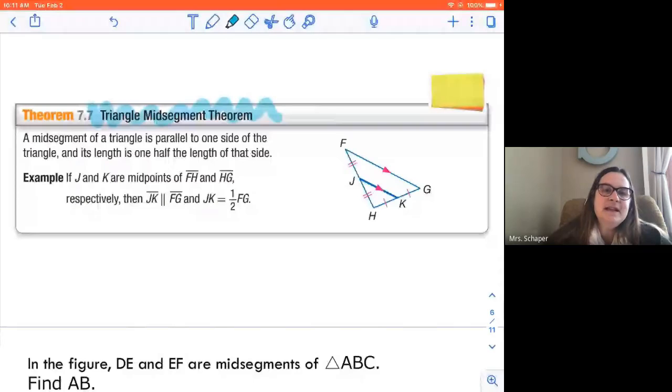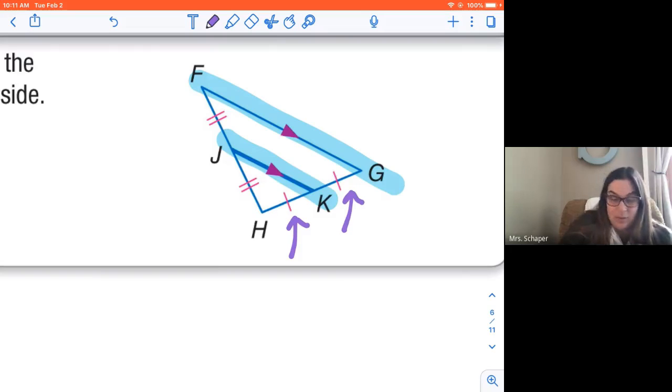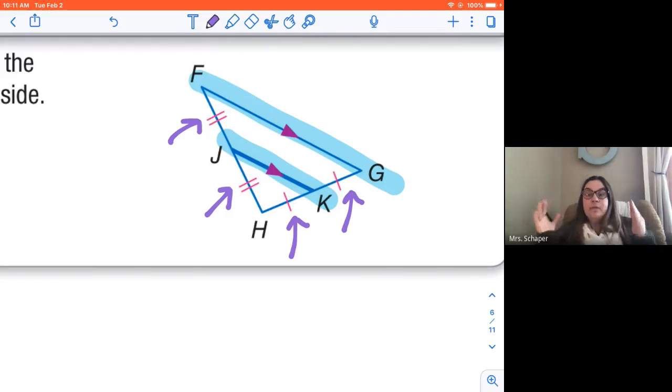Here we go. The mid-segment theorem. What that says is if JK and FG are parallel, which they indicate they are, and we know that the mid-segment of a triangle is parallel to the other side, then its length is half of it. So this length will be half of this length if it's the mid-segment. This tells us that K is the midpoint, and this tells us that J is the midpoint. And if you have a segment parallel to the other side that connects your midpoints, then we know that it's going to be a mid-segment. So JK is going to be half of whatever FG is.